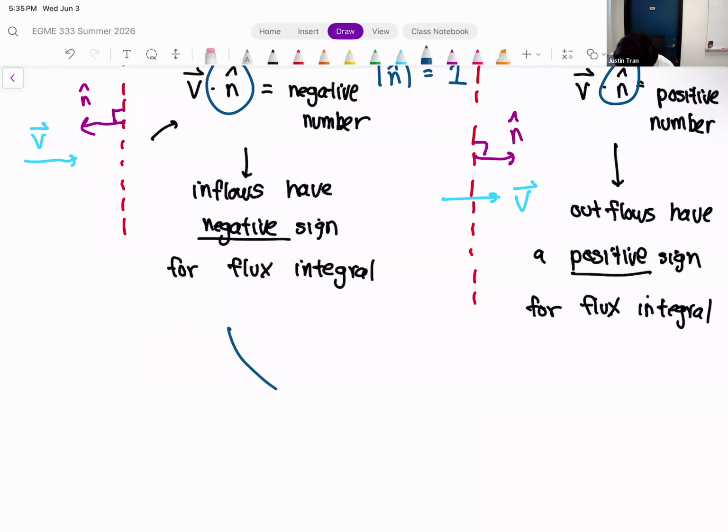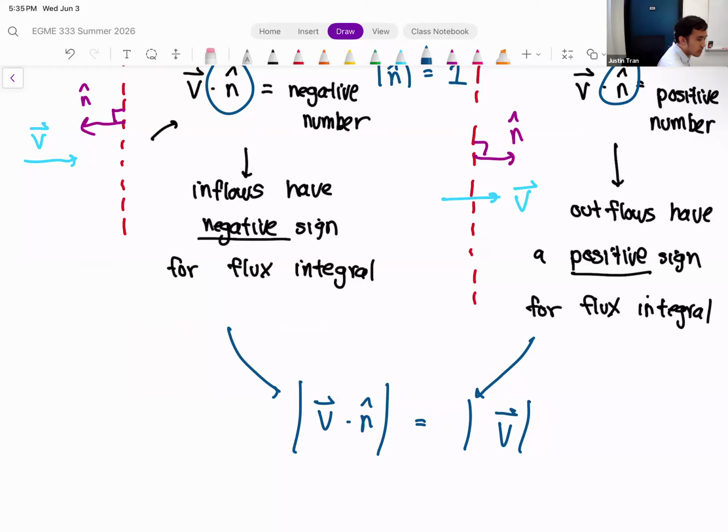So for both of these cases, when we take the dot product between our velocity vector and our normal vector, we should just get the magnitude of our velocity. And so the normal vector does not affect the magnitude of that calculation at all. The only thing that we have yet to determine is the sign of that. So for inflows, remember you put a negative sign. For outflows, you put a positive sign.